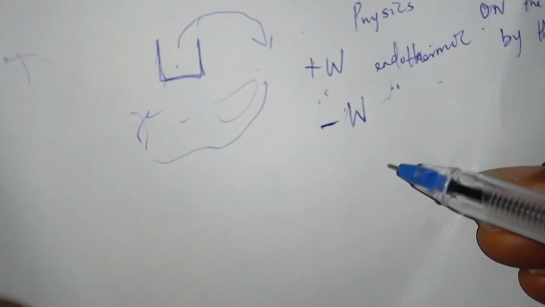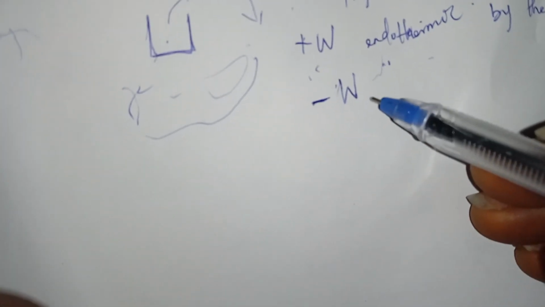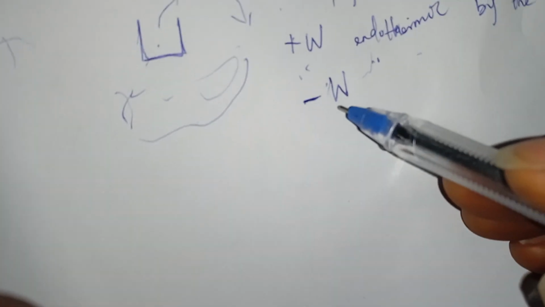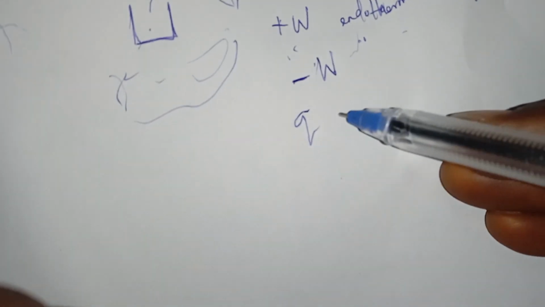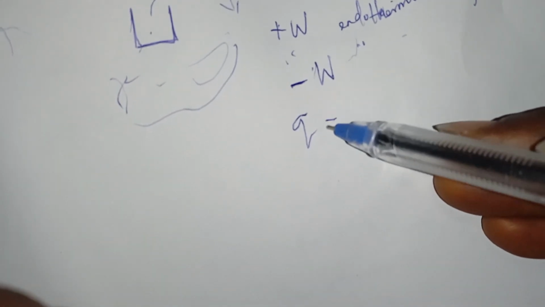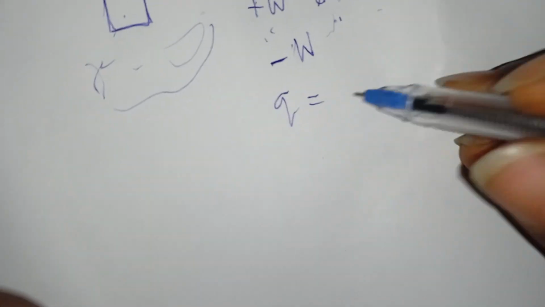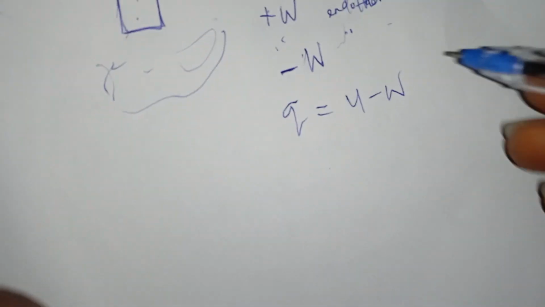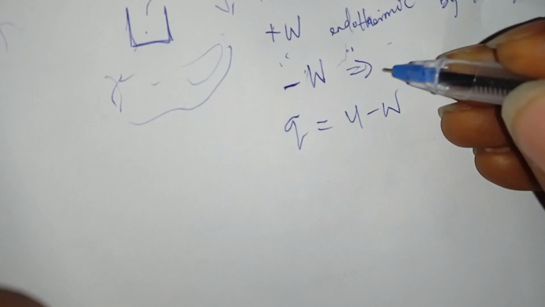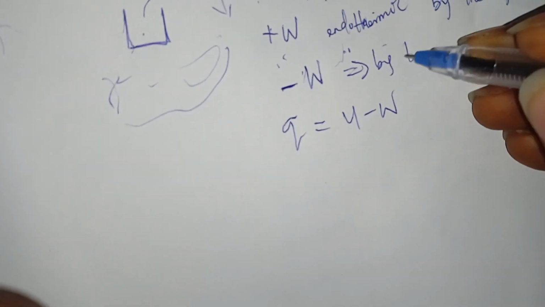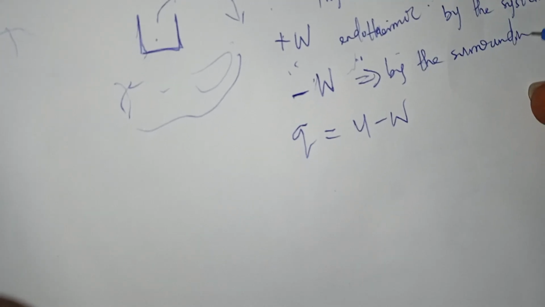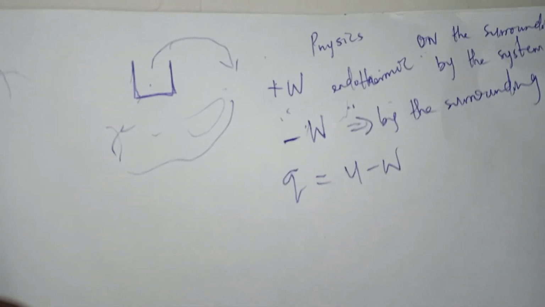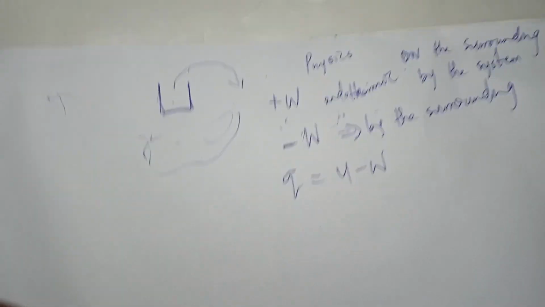So with regards to heat now, when work is done by the surrounding, the equation now will be Q equals to U minus W. So this is for when work is done by the surrounding. Work is done by the surrounding. So whichever way, it's just about viewpoint.